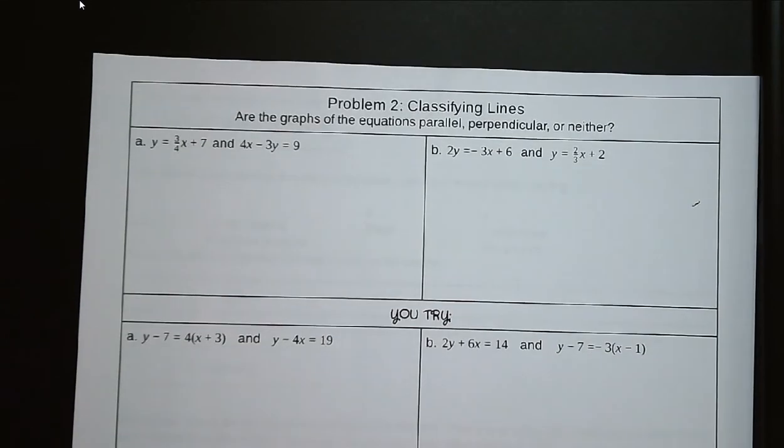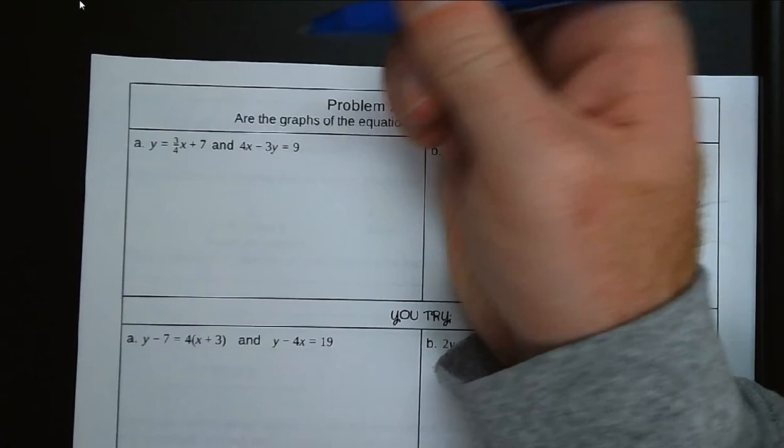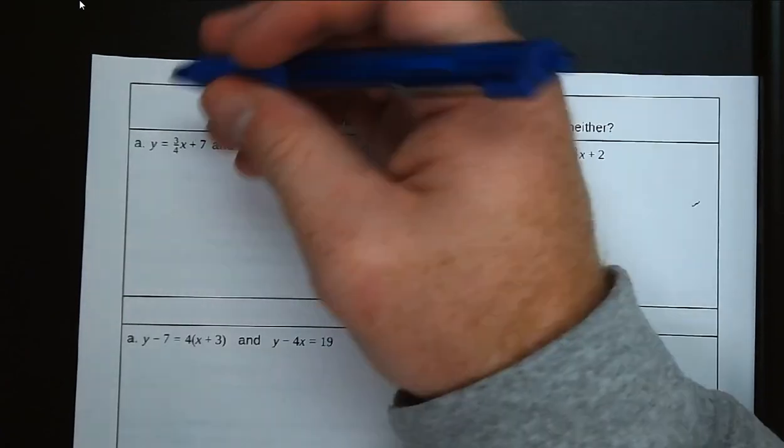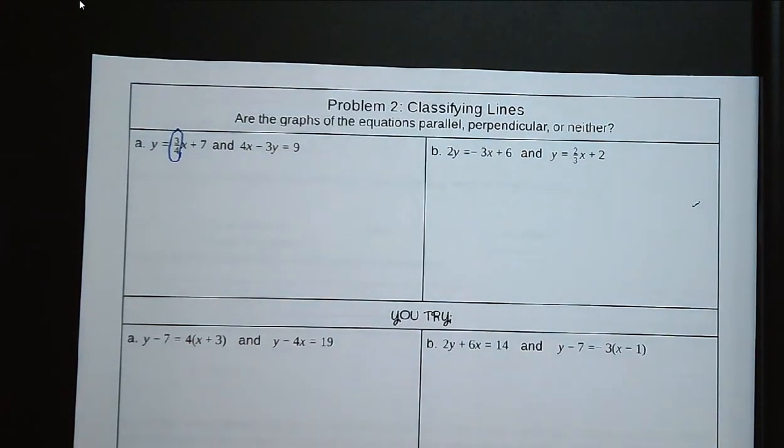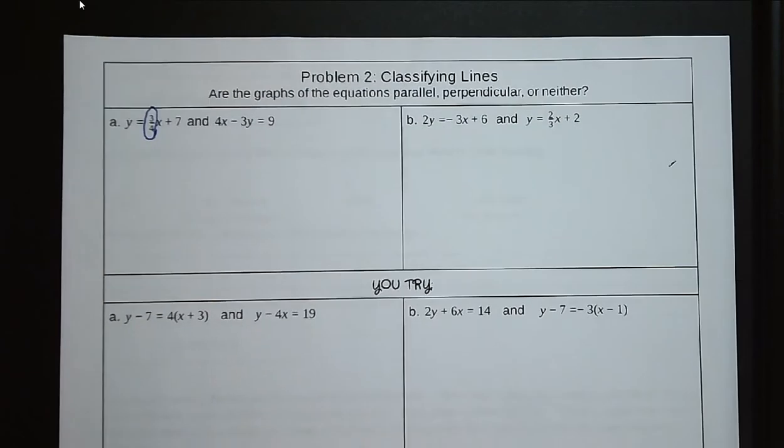All right, problem number 2 is all about classifying lines. Now, we want to identify, are the graphs of the equations parallel, perpendicular, or neither? So in order for us to figure this out, we need to know what is the slope of each of our equations. Now, the first equation, y equals 3/4 x plus 7, is already in slope-intercept form, and we can already find the slope, and it's right there, it's 3/4.